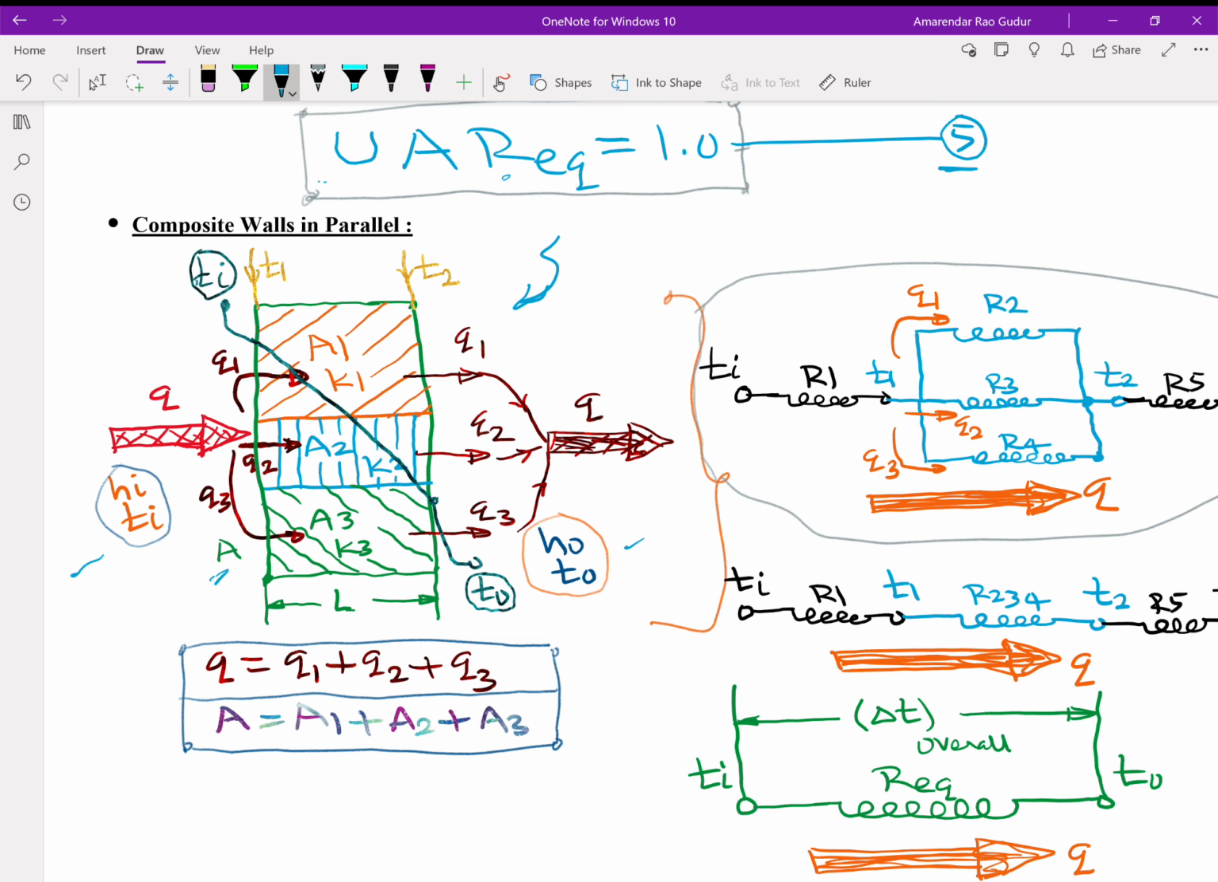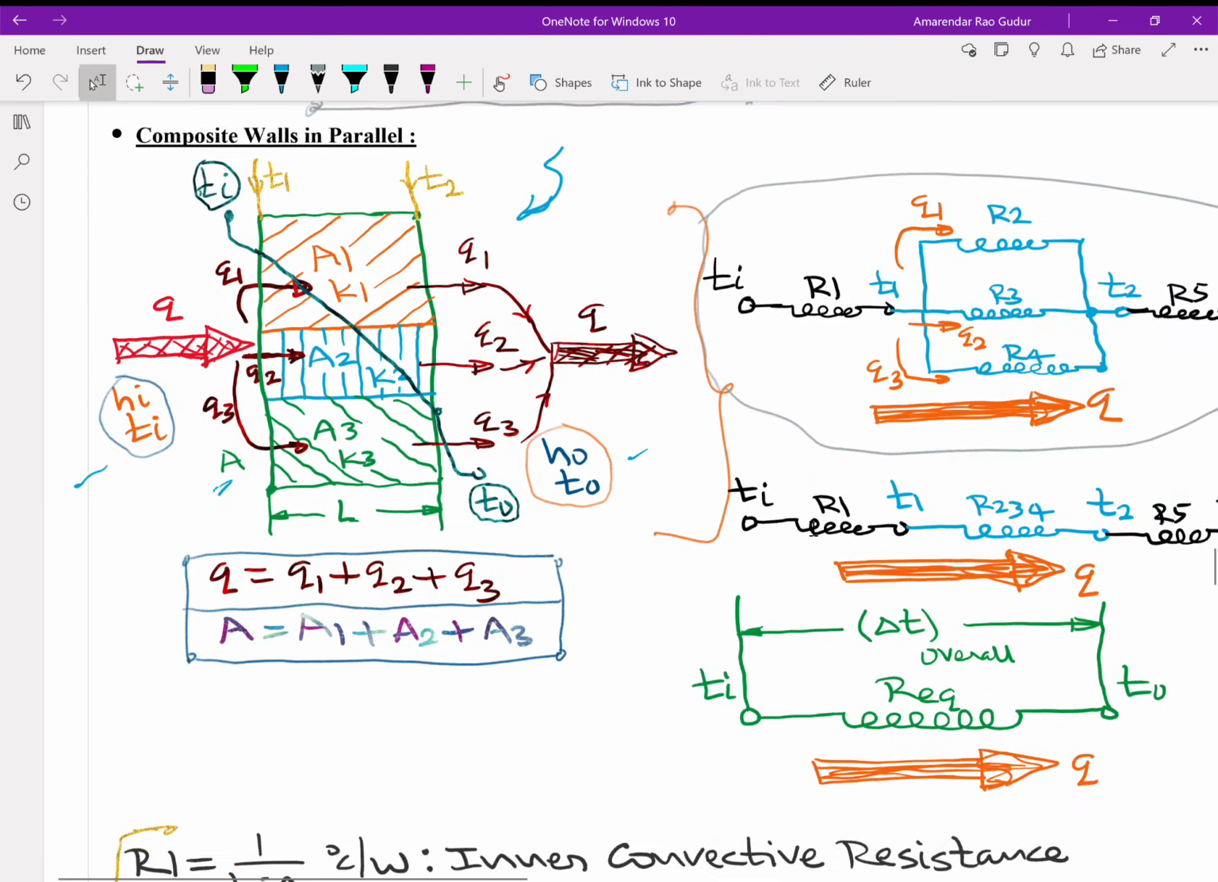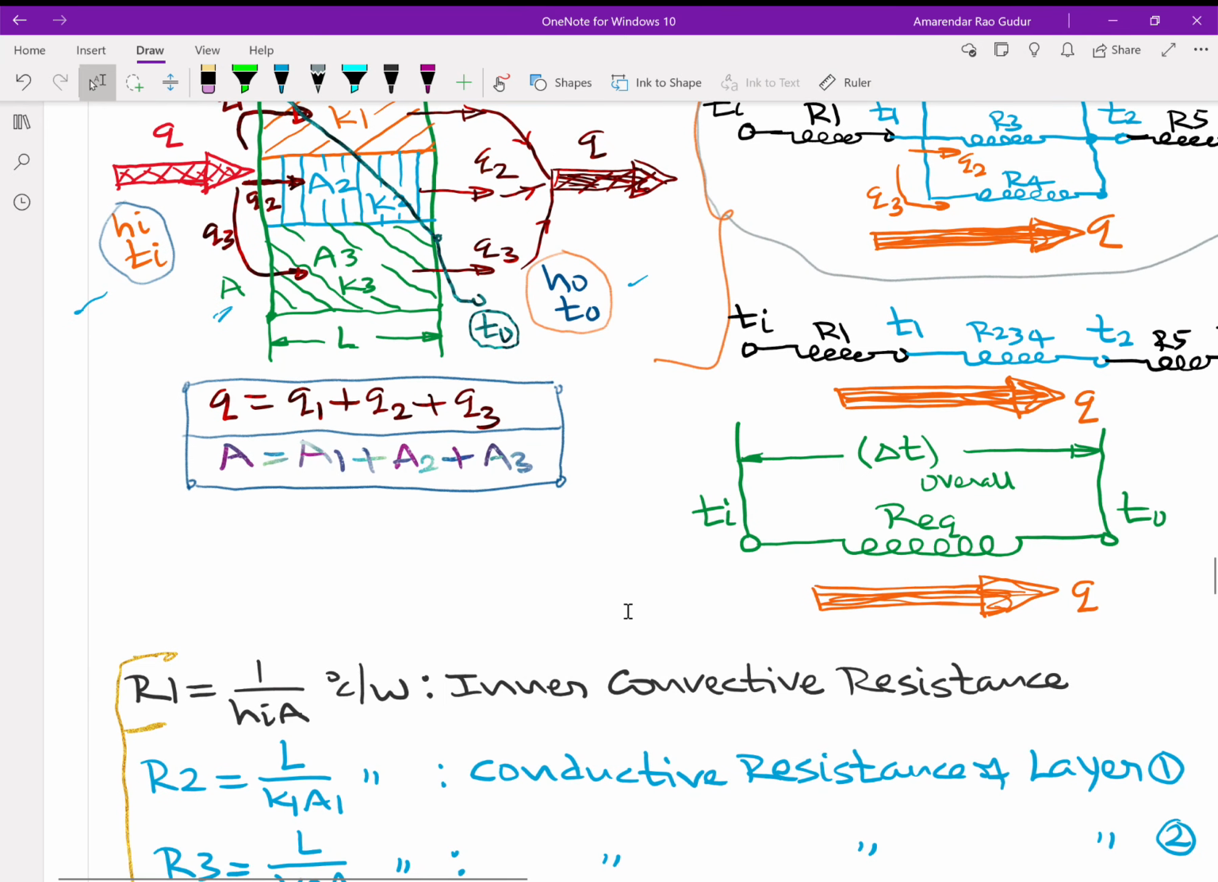And electrical analogy reveals that these resistances are going to operate in series and in parallel. First R1, the inner convective resistance, then three conductive resistances operating in parallel, then the outer convective resistance again operating in series. Now R2, R3, R4 can be replaced by their equivalent resistance R234. Now that you have everything operating in series, add them together, and you get the equivalent resistance, which is R1 plus R234 plus R5.